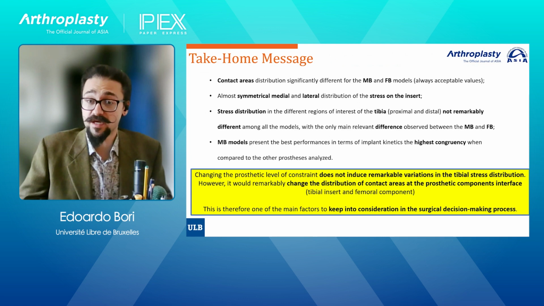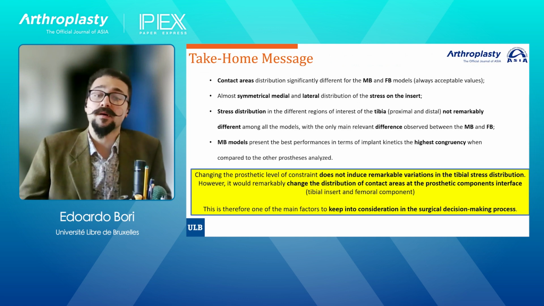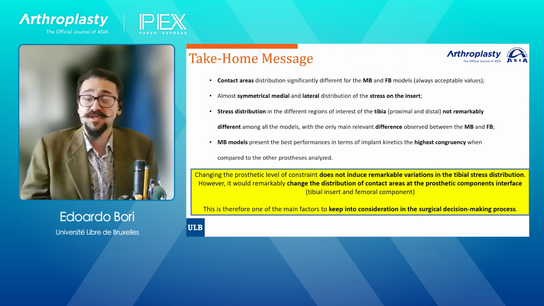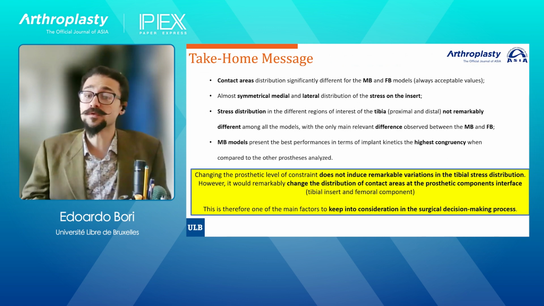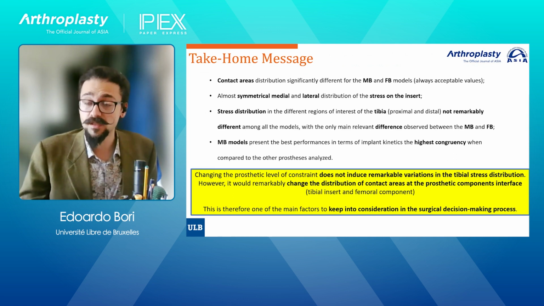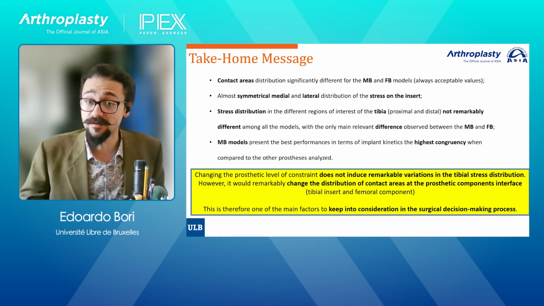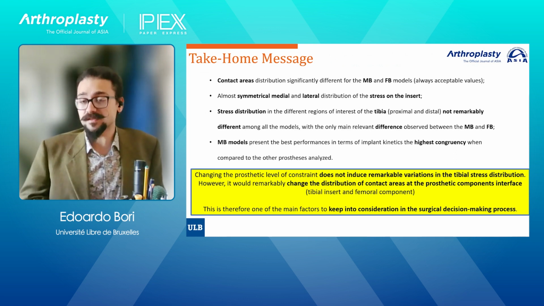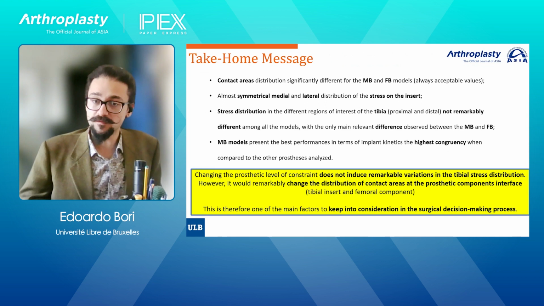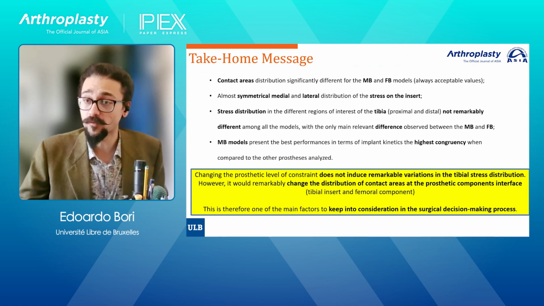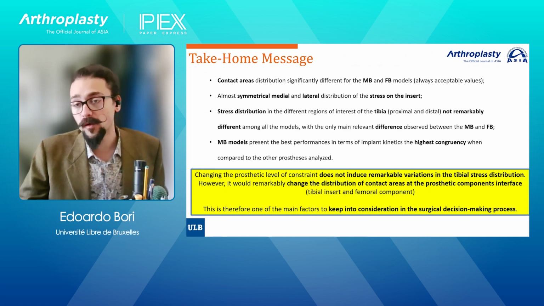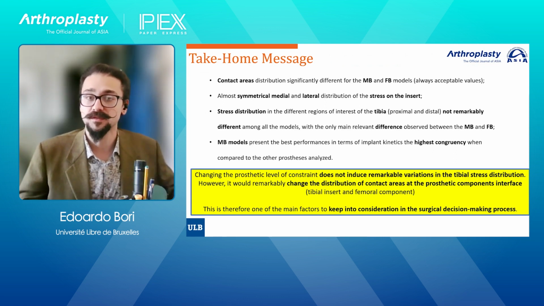So as a take-home message, we can see that changing the prosthetic level of constraint did not induce remarkable variation in the tibial stress distribution, but instead it provided a change in the distribution of contact areas and the concentration of the stress for what concerns the prosthetic components interface, so when we are dealing with the insert and the femoral component. This information can therefore be useful for the surgeon when deciding which implant to go for with the patient, according to the configuration and to the situation of bone and soft tissue that he finds in the patient.